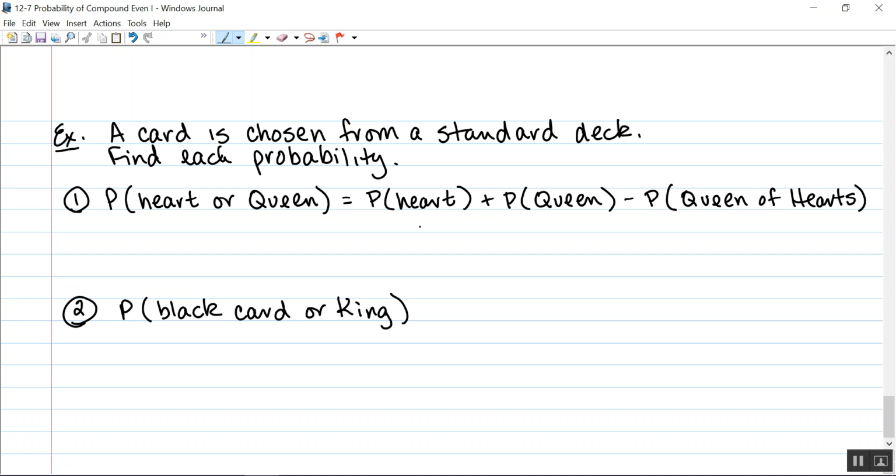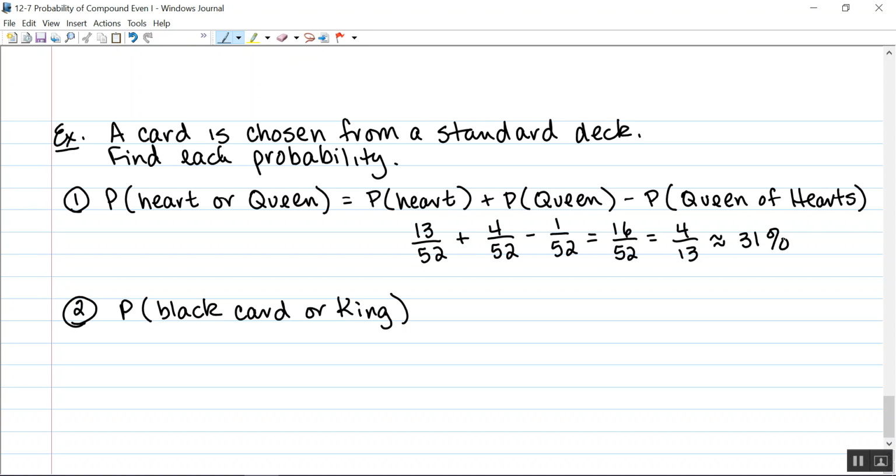Okay, so there are 13 out of 52 hearts in the deck, plus 4 queens in the deck, and there is one queen of hearts, so I need to subtract the queen of hearts. So that's going to give me 16 over 52, which reduces to 4 out of 13, which is approximately 31%.